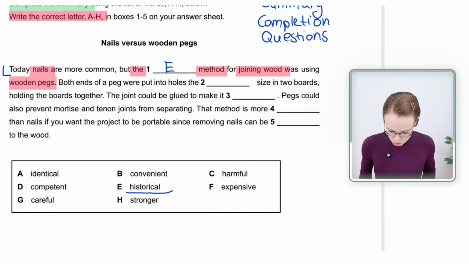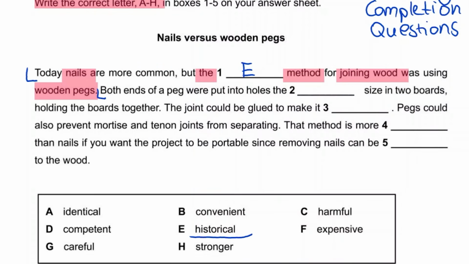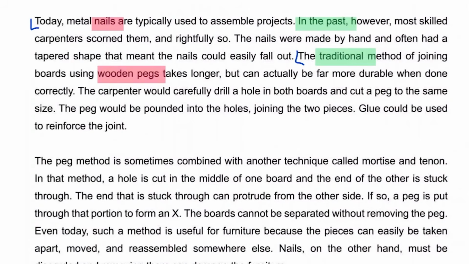Let's continue with question number 2. Let's read the relevant sentence here. Both ends of a peg were put into holes. The something size into boards, holding the boards together. So we're looking for size in the passage and also for holes. And peg is a nice keyword, so we can look for that as well.